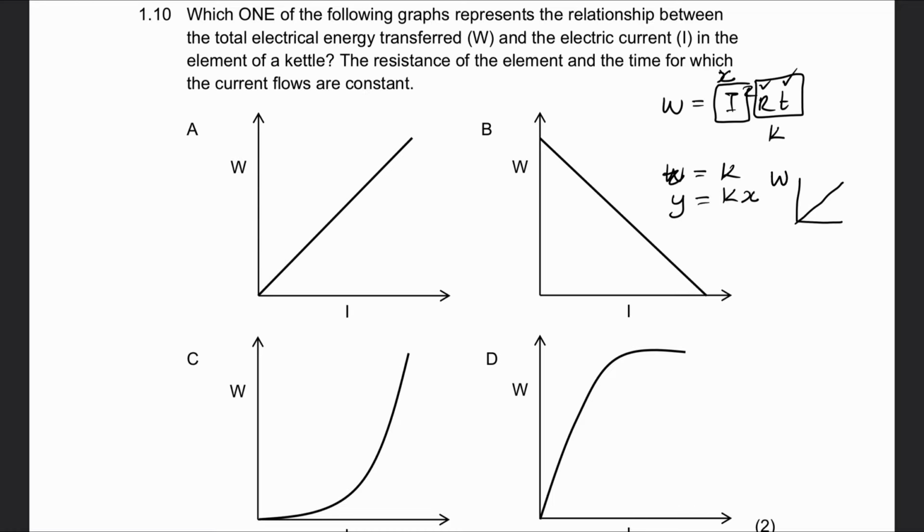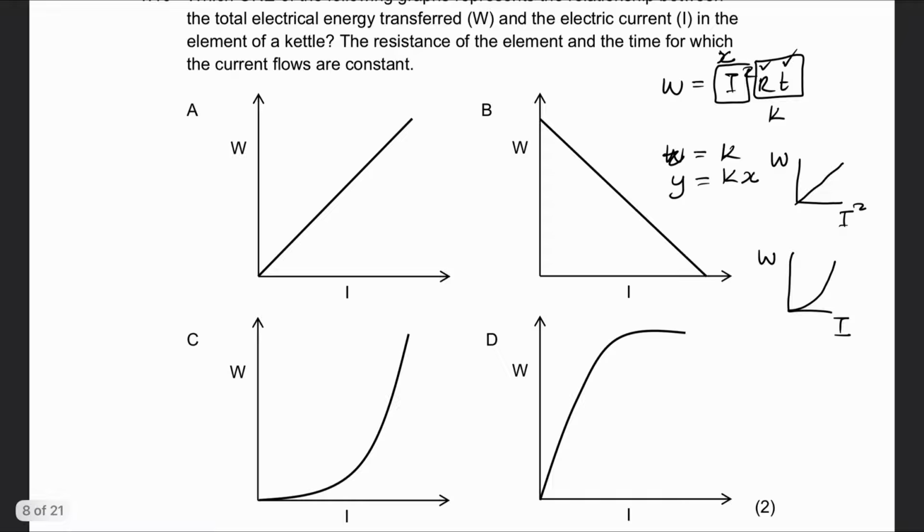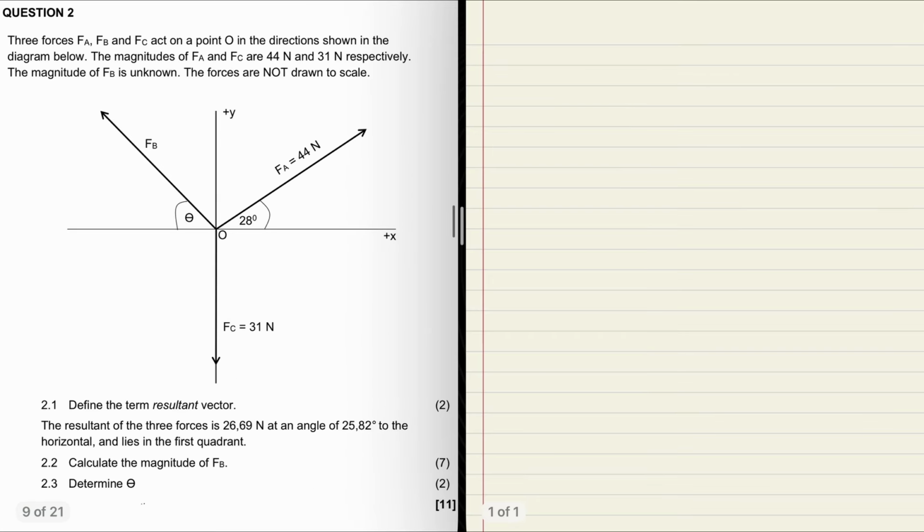So if I had W on my y-axis and I squared on my x-axis, then that would be linear. But if we have W on the y-axis and I on the x-axis, then it's going to look like a parabola. So the answer here, if you're looking at these graphs, since we have I on our x-axis, it's going to be C. That's going to be our answer. Okay, let's take a look at question number 2.